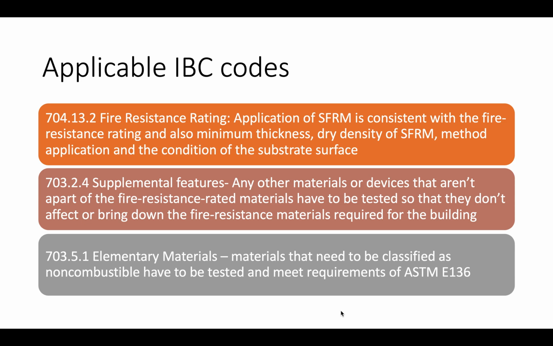And then lastly, 703.5.1 is elementary materials, and it basically says materials that need to be classified as non-combustible have to be tested and meet the requirements of ASTM E136. And these codes all have to do with fire resistance ratings because they all have to comply with the ratings themselves or create a fire resistance for the building.